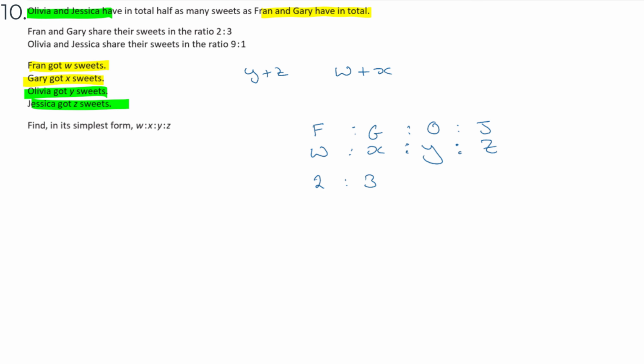And I know that Olivia and Jessica share their sweets in the ratio of 9 to 1. So that is 9 to 1. Okay. So altogether, these two here, look, is 5 parts. And these two together is 10 parts.